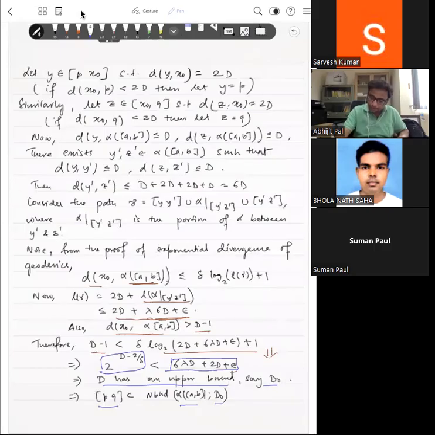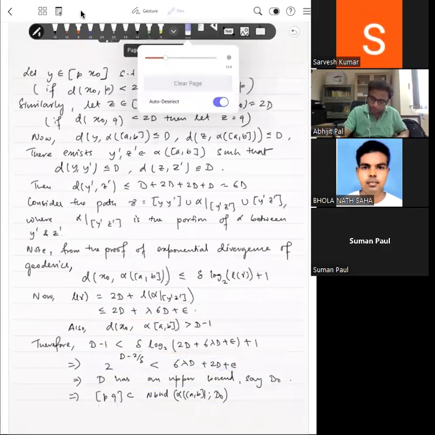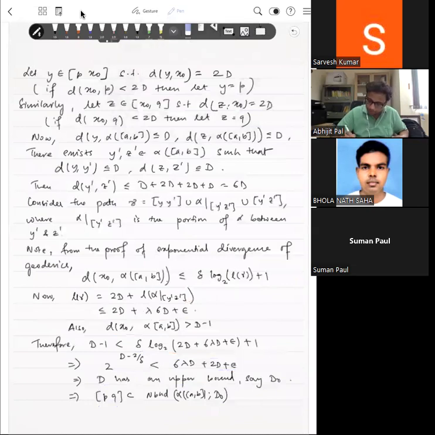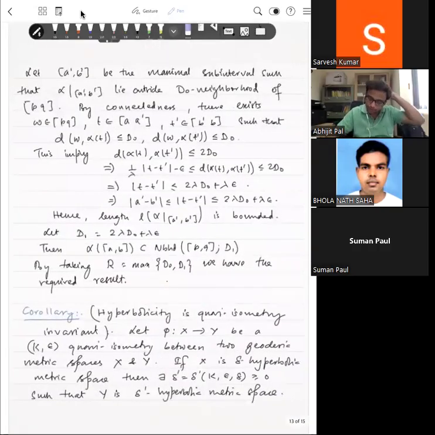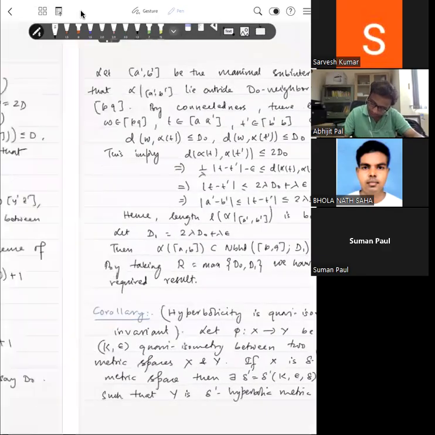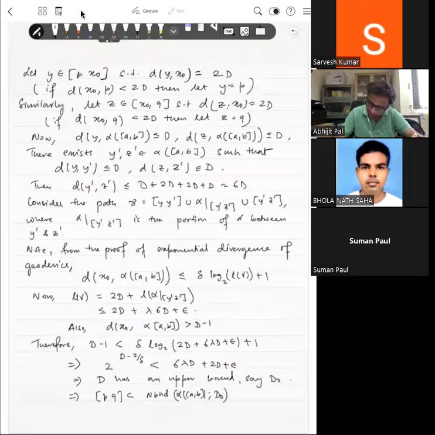Okay, so we have shown this one part: this geodesic lies in the d naught neighborhood of this alpha. The other part requires the connectedness argument. We have shown that this geodesic is lying in the geodesic PQ, so this is my beta lies in d naught neighborhood of alpha. Now we have to show that alpha lies in some d1 neighborhood of this beta.